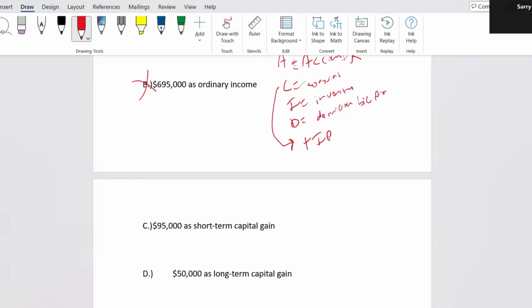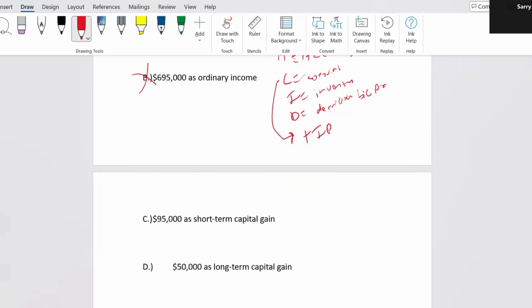Because the $600,000 inheritance, the gain from the inheritance, sorry, not the inheritance itself, but the gain from the inheritance, that one we eliminate as well. So it's more than $50,000. So easily we just eliminated 2 out of 4. $95,000 as short-term capital gain. Again, we just talked about the $600,000 one. That would leave option A as the only true answer.